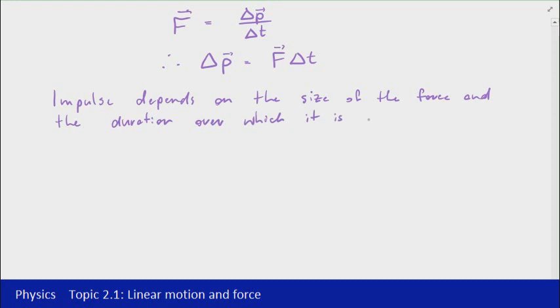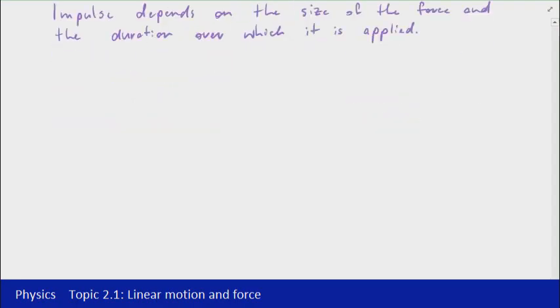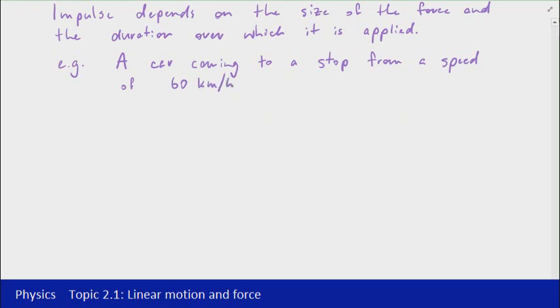I want to consider a situation here just to make a lot more sense of this idea of impulse. So a specific example, if we think about a car coming to a stop from a speed of 60 kilometers per hour. Now, in that situation, the initial speed is 60 kilometers per hour. The final speed would be 0. So the time over which the force is being applied now becomes particularly important.